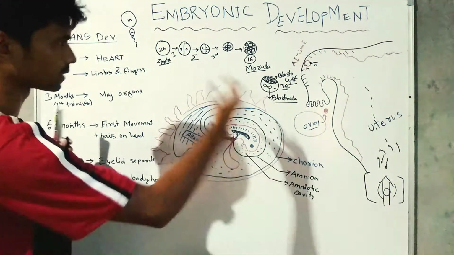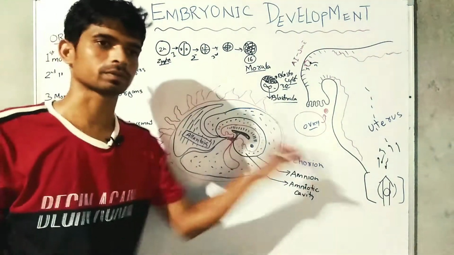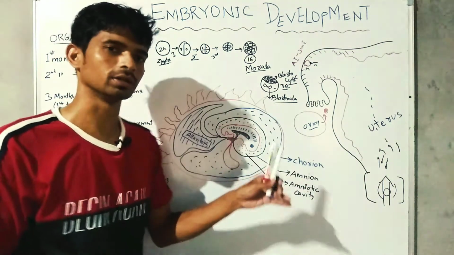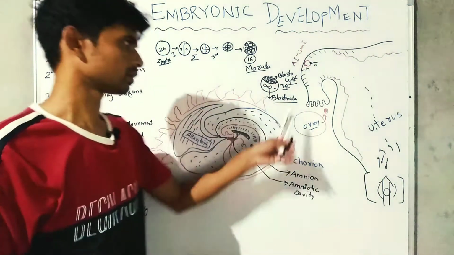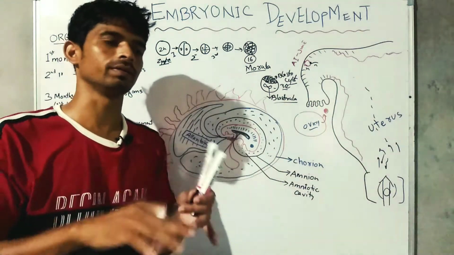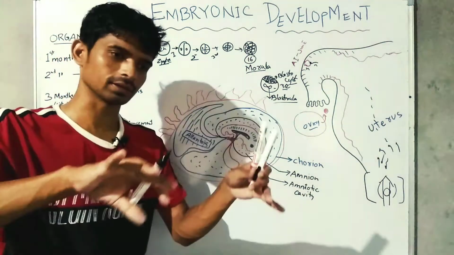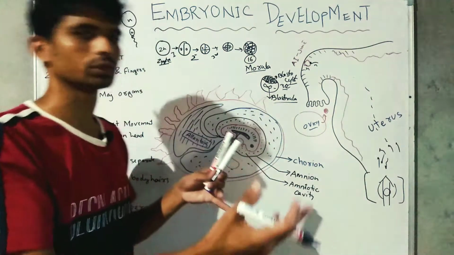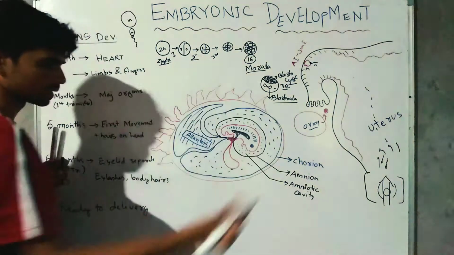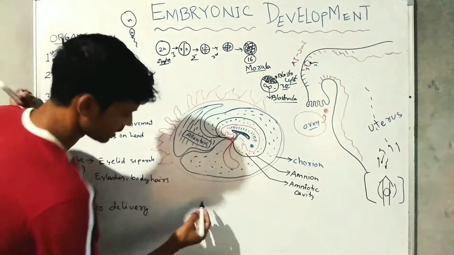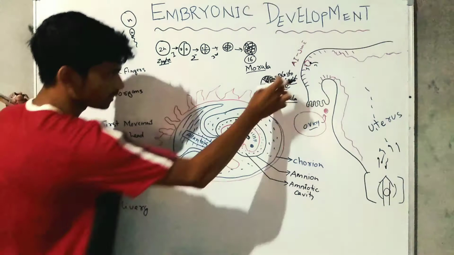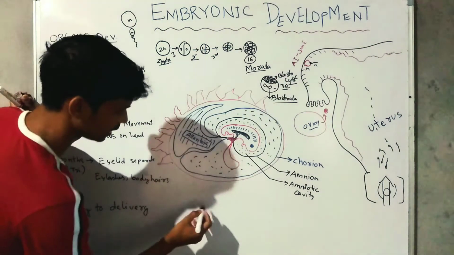After each division, after millions of cell formation and thousands of divisions, the cells will be separated and developed into different organs. So how those organs will form, we'll see here. Suppose here there is the blastula.